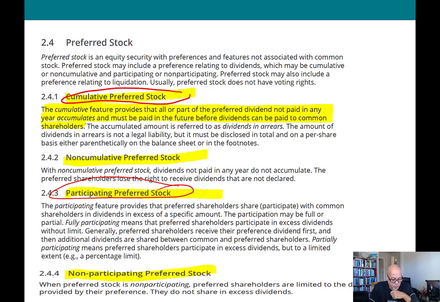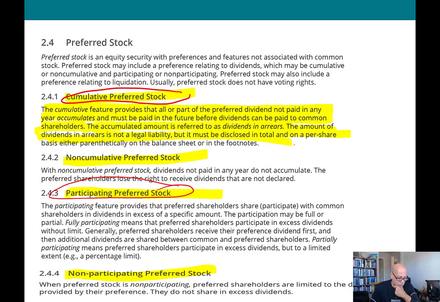Okay. The accumulated amount is referred to as dividends in arrears, and the amount of dividends in arrears is not a legal liability unless they declared it, but typically in questions, they'll just say nothing was paid, and so they're not asking about the liability. They just want to see if you can figure out what accumulated. So it's not a legal liability, but it must be disclosed unless they actually declared it. If it's not declared, it can't be paid, and if it's not paid, it accumulates.